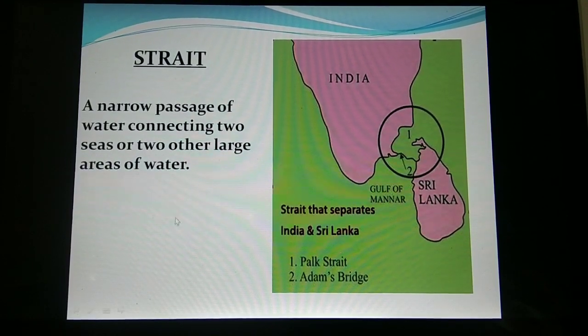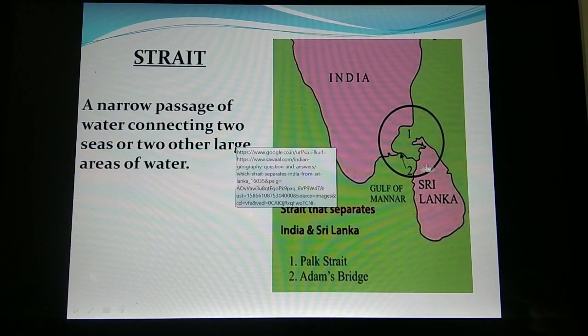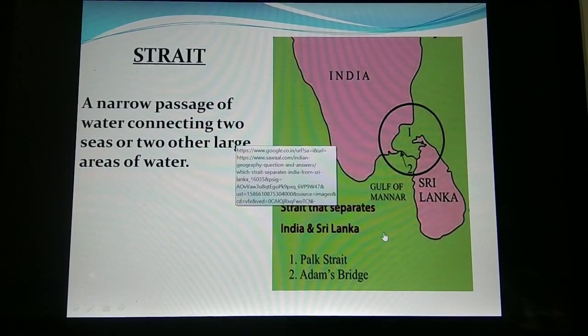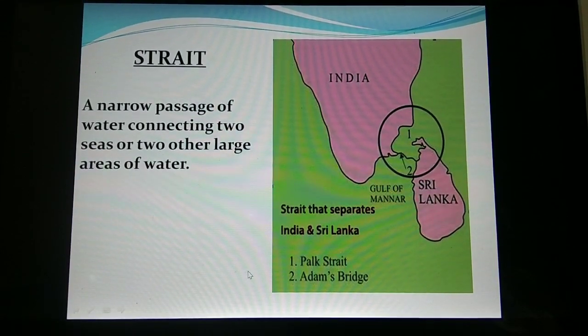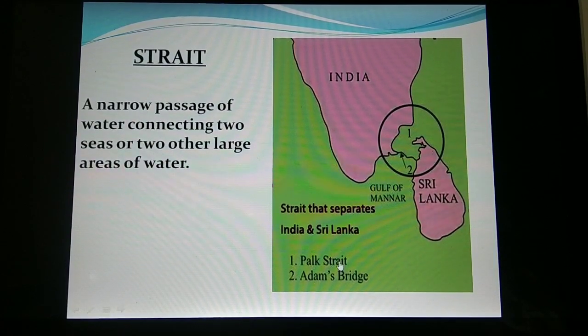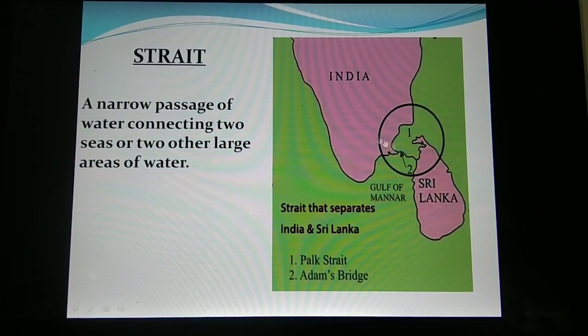Strait. A strait is a narrow passage of water connecting two seas. Look over here. It is connecting two seas or two large areas of water. For example, the Palk Strait that lies between India and Sri Lanka.